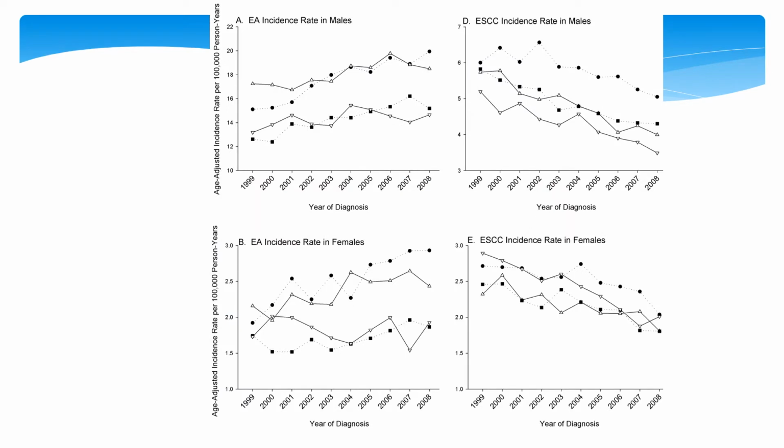Now have a look at this graph. In the top left you have the incidence of esophageal adenocarcinoma in males. In the bottom left you have the incidence of esophageal adenocarcinoma in females. Now this is a study in a Western country, and as you can see, the incidence of esophageal adenocarcinoma in males and in females is rising. This is thought to be linked to the increasing incidence of acid reflux in these countries.